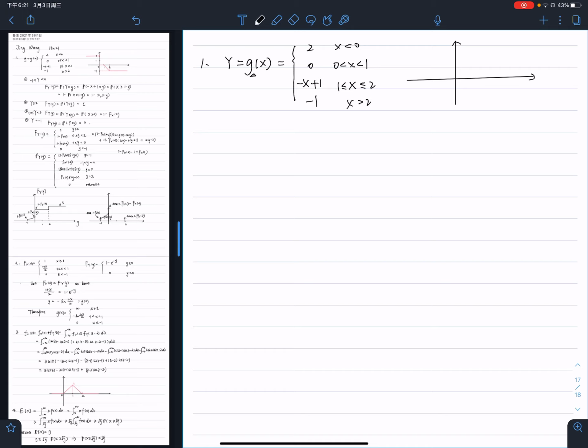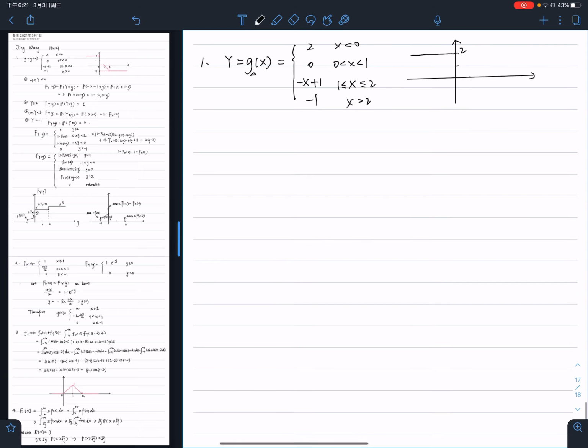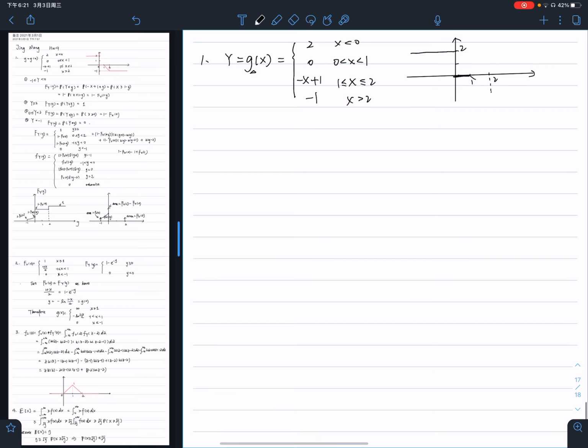It should be like this: when x is smaller than 0, it should be 2, and when x is in the interval 0 to 1, it should be 0. And when x is in the interval 1 to 2, it should be linear, so this is negative 1. And when x is larger than 2, it should be a constant negative 1. And therefore, we already drew the sketch for g(x).